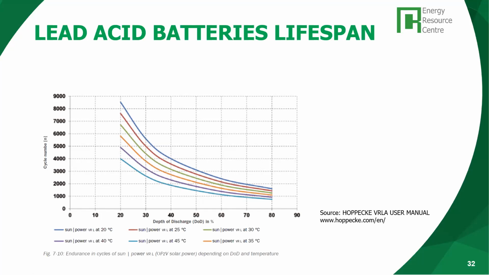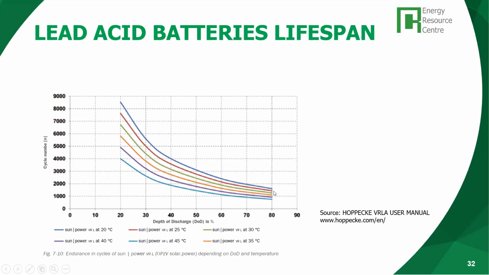For instance, we take the line on the top, the blue one, that would be a temperature of 20 degrees Celsius. And we can see that if we only discharge the battery down to 20% of its capacity, it can give us 8,500 cycles. If we consider that we do one cycle a day, that would be 8,500 days of operation.